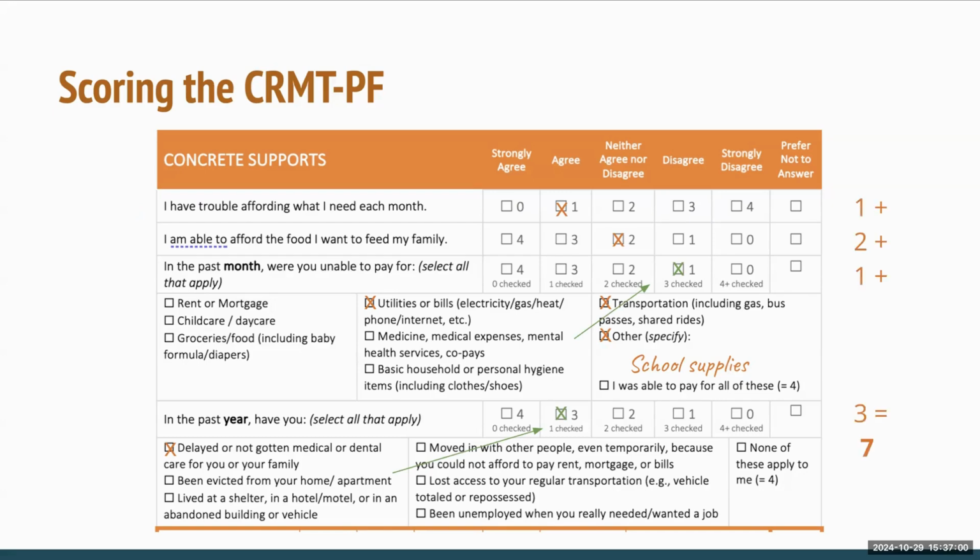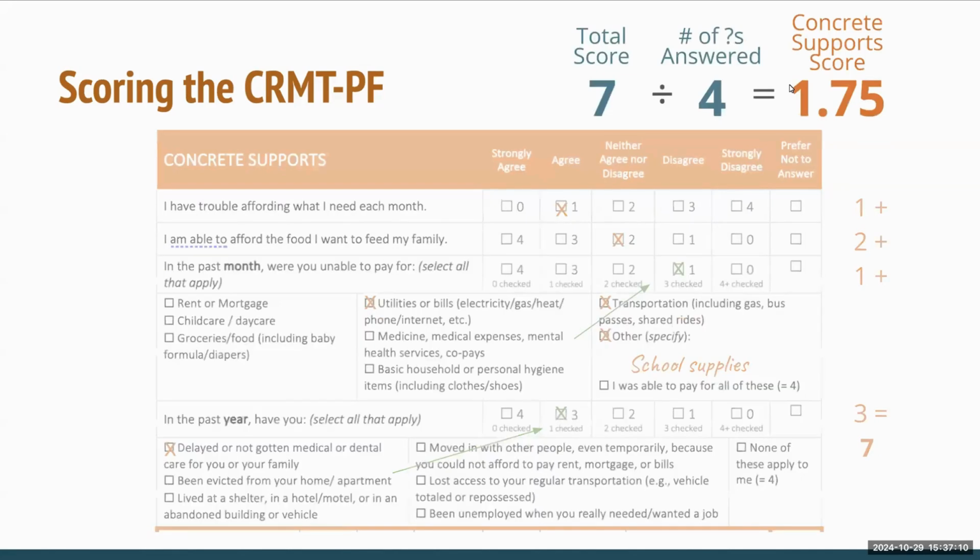Just like the other sections, you calculate the total score for the protective factor by adding up the individual scores for each question. The total score is 7 in this case. To calculate the average, you divide that score of 7 by the number of questions answered, which was 4. This gives you an average score of 1.75 for the concrete supports protective factor.